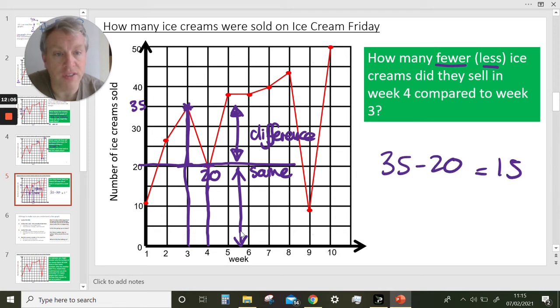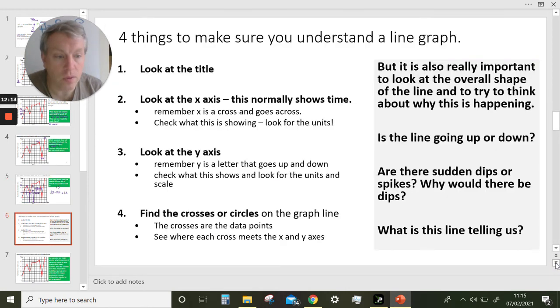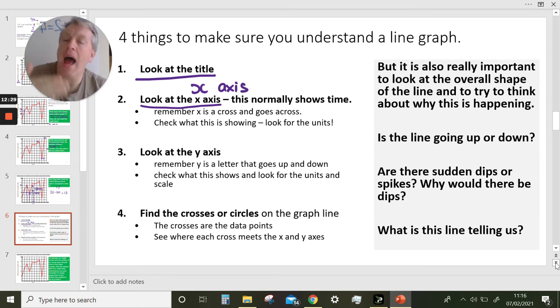Remember, what have we been looking at? The things to make sure that we understand the line graph. Number 1, we've been looking at the title. Then look along the bottom for the x-axis, which normally shows us how long it's been going on for, what the units of time are, how long did it go on for. Look at the y-axis, which is the axis going up and down. That'll tell you what you're measuring and what the units are. And then we've got to find the crosses or the circles on the graph line for the actual data points.